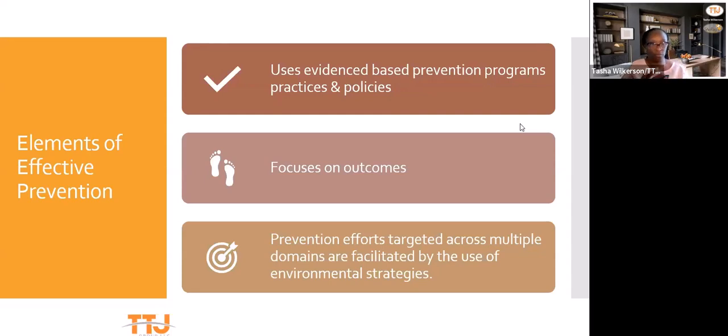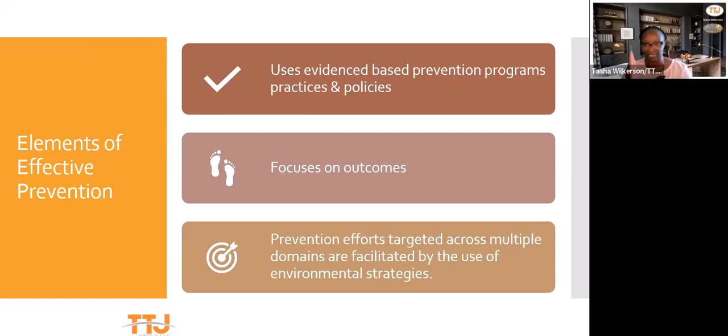What are the other elements of effective prevention? It focuses on the outcome. It doesn't just focus on a program. It focuses on the outcome. Why am I emphasizing that? What I mean is that when you have figured out what we want to do in the community and why, or what's going on in my community, then you develop an outcome statement that says, we would like to increase this or decrease this. Then you design how you're going to get there.